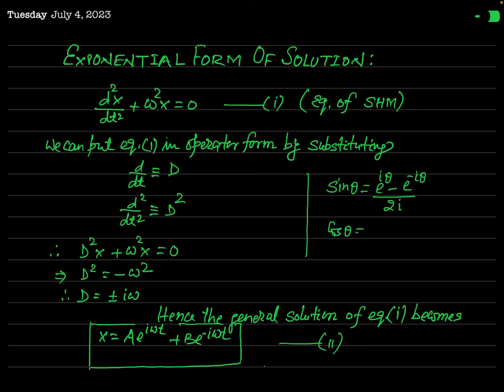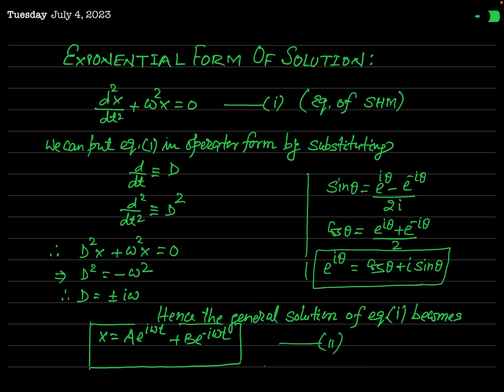cos theta is equal to e to the power i theta plus e to the power minus i theta divided by 2. And e to the power i theta is equal to cos theta plus i sin theta. Okay. So, actually, you can see that e to the power i theta is expressed as cos theta plus i sin theta. This is called Euler's formula. So the real part of e to the power i theta is the cosine function, and its imaginary part is the sine function. So the combination of sine and cosine functions can be expressed in this exponential form. That's why we say that the solution of the equation of SHM can be expressed in exponential form.